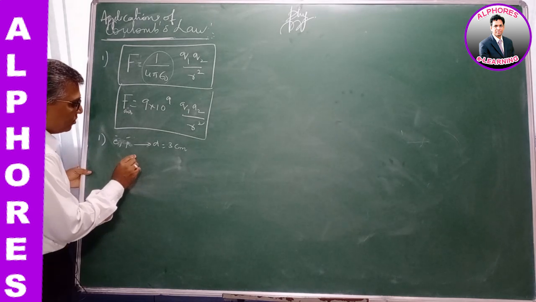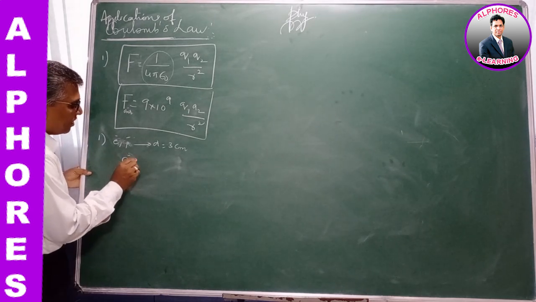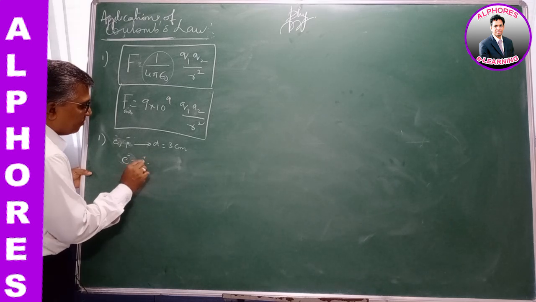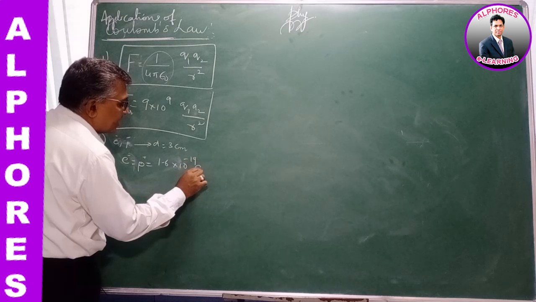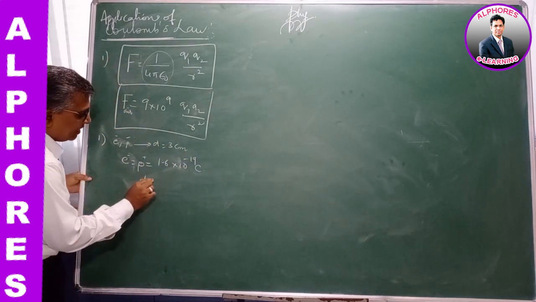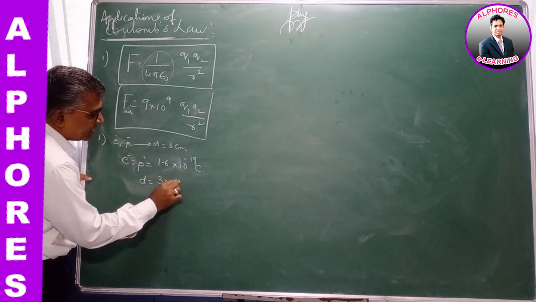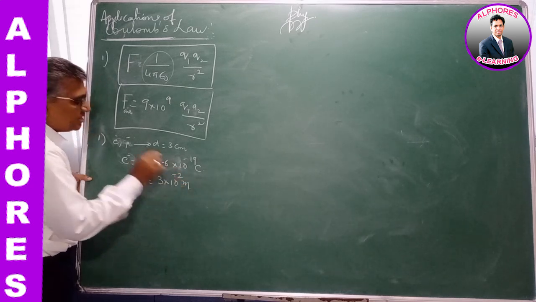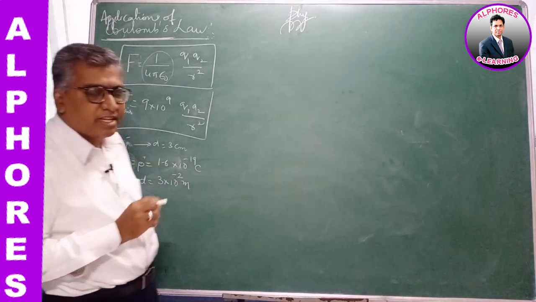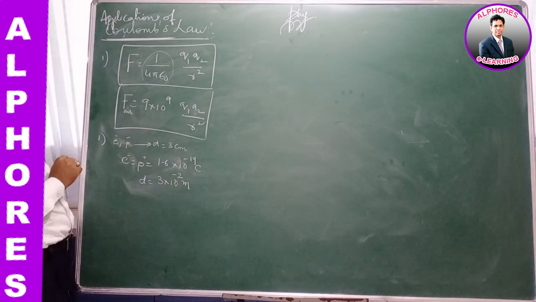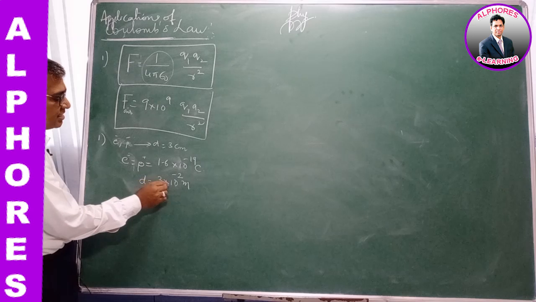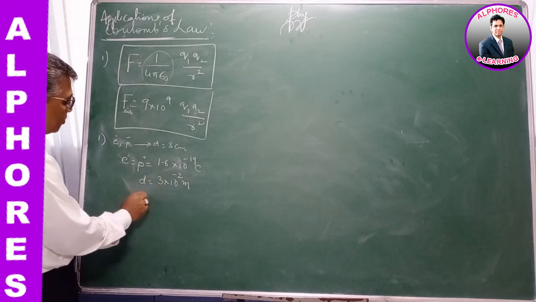We know the charge of an electron or a proton; the magnitude is 1.6 into 10 power minus 19 coulombs. The distance d is given as 3 centimeters; please convert it into meters. Whenever you substitute values in a formula, you have to see that all quantities are taken in the same system of units. So distance d is 3 into 10 power minus 2 meters. Now force F.